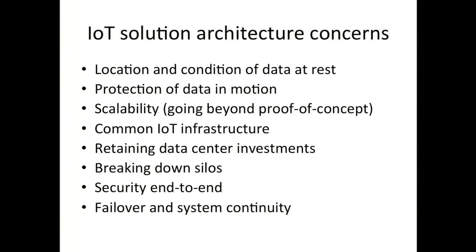And so some of our concerns are the location and the condition of data at rest. By condition, I mean encryption, and I also mean normalization. So where are you keeping data at rest, and are you protecting the data in motion? There's going to be 3-4 disjointed pieces of an IoT solution. So can you really guarantee that they're protected between the device and the first gateway that takes in the data from the device? And once you go beyond proof of concept, what's the scalability?